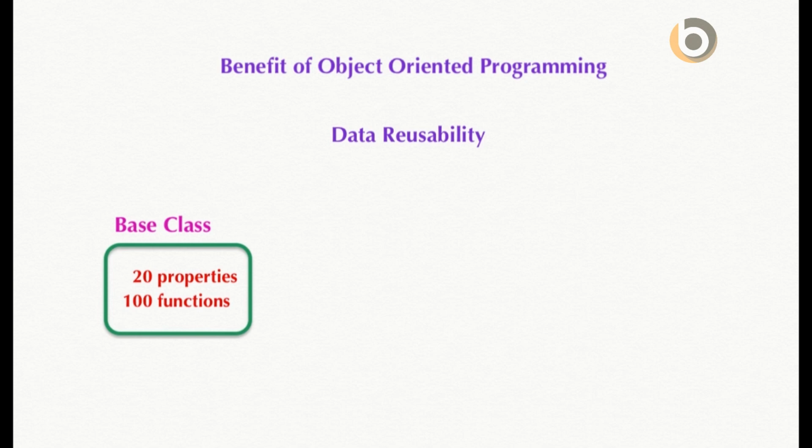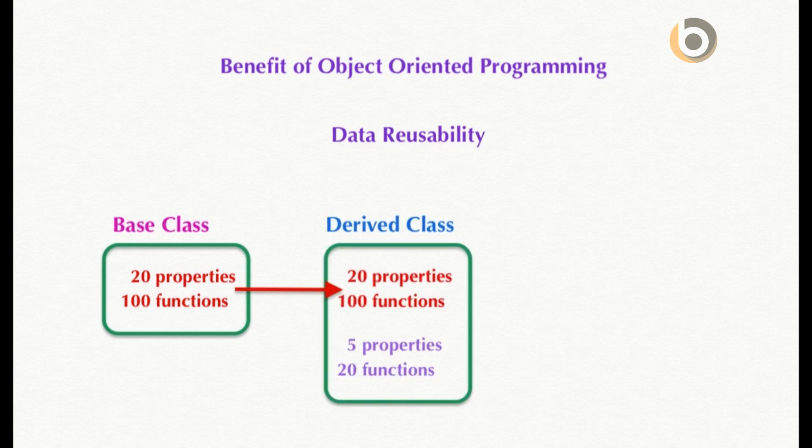So this is a benefit of object-oriented programming, that is data reusability. Suppose we have a base class that has 20 properties and 100 functions. Now if we want to add all these properties and functions to some other class, we need not rewrite them. We can simply inherit that class from this base class, and it will become a derived class, and it will have all those properties and functions inside that class, and in addition to that it can have other properties and functions that are specific to that derived class. So this is a great benefit of inheritance, that is data reusability. We can reuse data from our base class in our derived class without writing and repeating that code again and again. So that's all from this session.